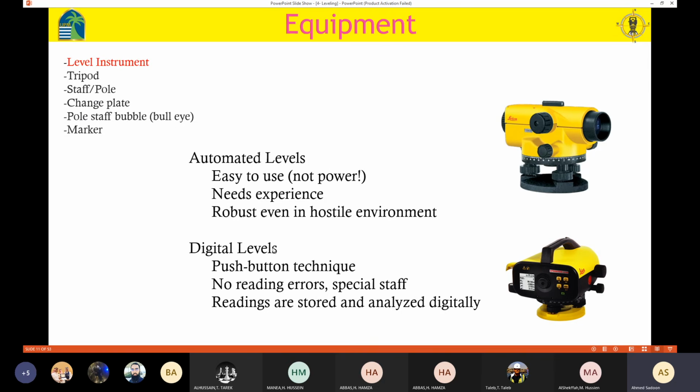On the other hand, we have the digital level. This one is a push button technique, which means that you need to see your target and click on the device so that it can catch the reading. And since this one is a digital level, there are no reading errors. We need special staff, not like the normal staff. The readings are stored and analyzed digitally. All the data is going to be stored here and analyzed digitally. So we have the automated level and we have the digital level. In the lab, we are going to use the automated level because this is a must to use one.